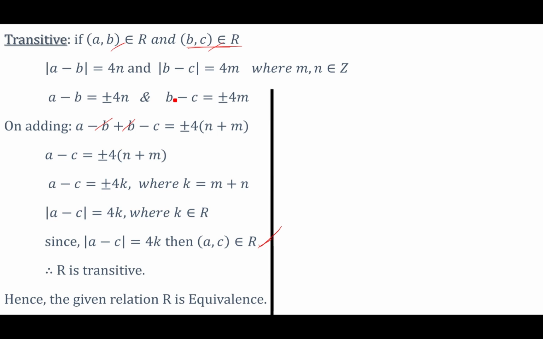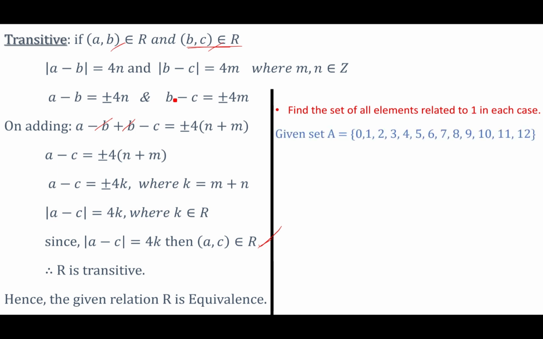Now, the second part of the question is also asked, but I wrote it here. Find the set of all elements related to 1. Related to 1 means, from the given set, the difference between them must be a multiple of 4. Check. Modulus of 1 minus 2 is 1, I cannot take it. Modulus of 1 minus 3, I cannot take it. Modulus of 1 minus 4 is 3, so 3 is not a multiple of 4. Same thing. Modulus of 1 minus 5 is possible, which is 4. So that is why I choose 1 and 5.